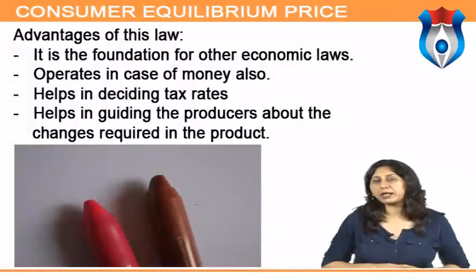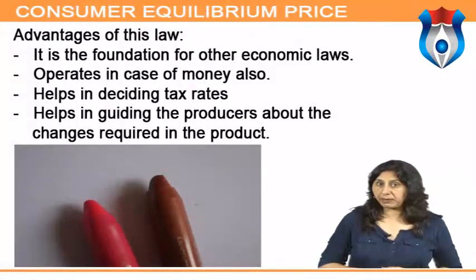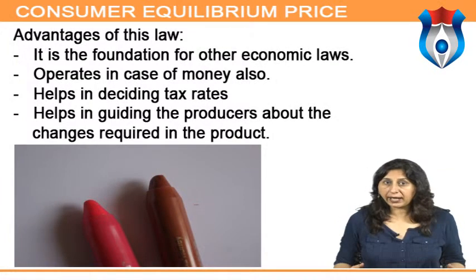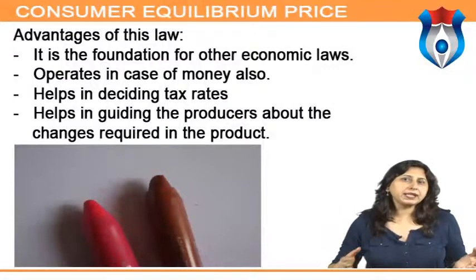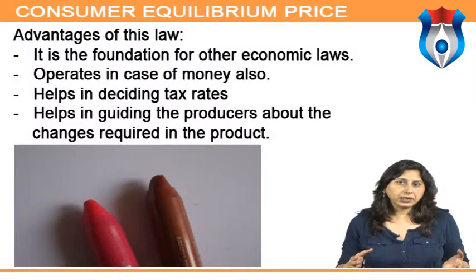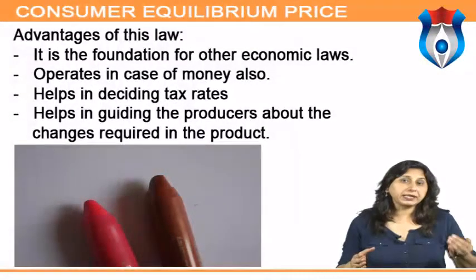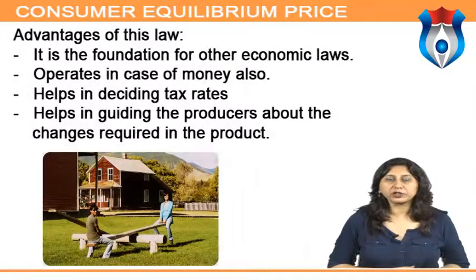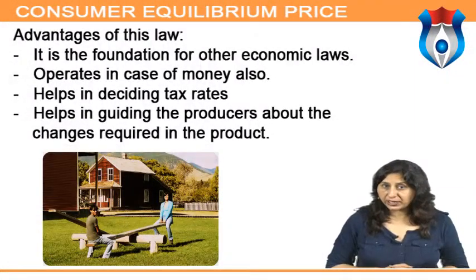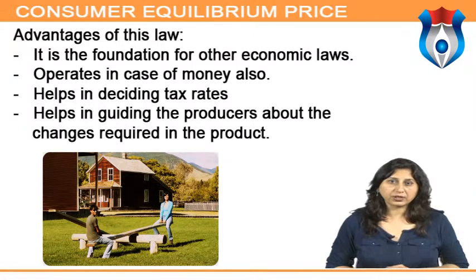The law of DMU operates in the case of money also. A rich man already possesses a lot of money. If more and more money is newly added to his income, the marginal utility of money begins to fall. This law is a handy tool for the finance minister for increasing the tax rate on the rich.